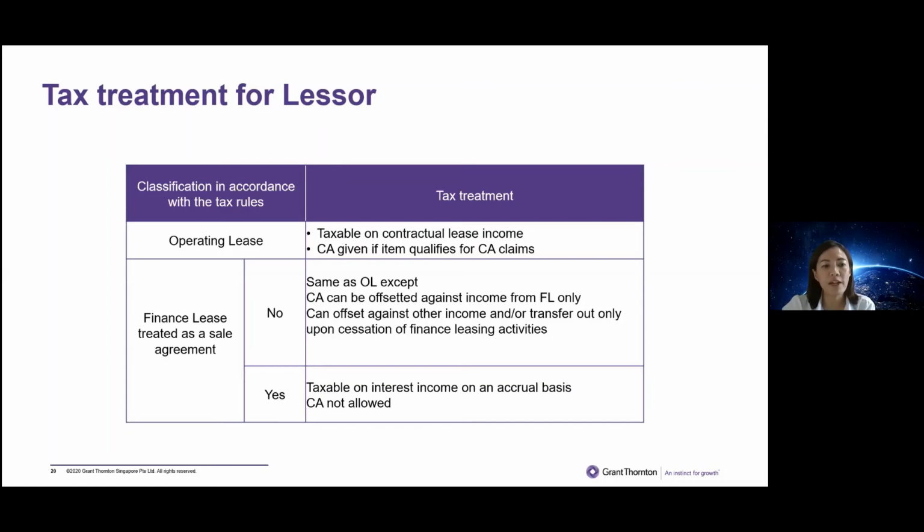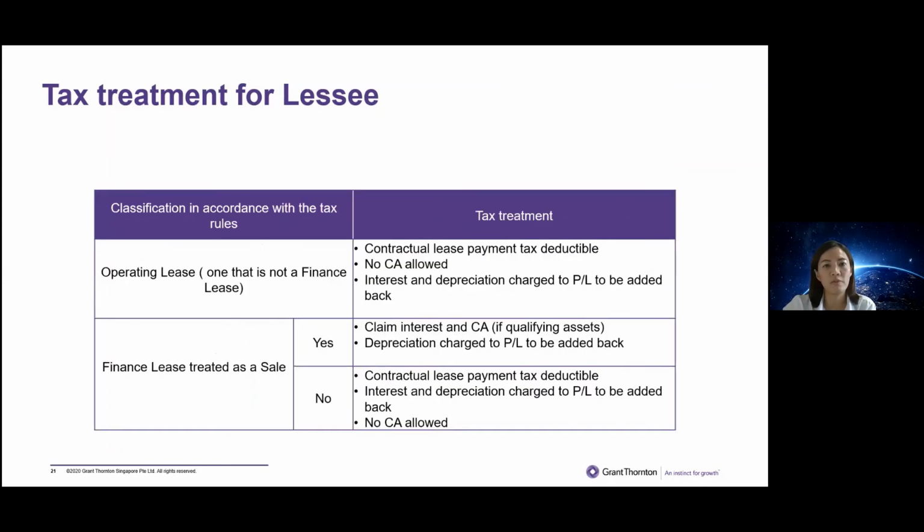However, if the finance lease is treated as a sale arrangement, meaning effectively the lessor has already sold off an asset, and it's really just a financier providing financing to the lessee, then the lessor will be taxed on the interest income implicit in the lease agreement, and clearly because it doesn't own the asset, it will not be allowed to claim capital allowance regardless of whether the lease in question relates to a plant or machinery or not. All right, so that's for the tax treatment for lessor.